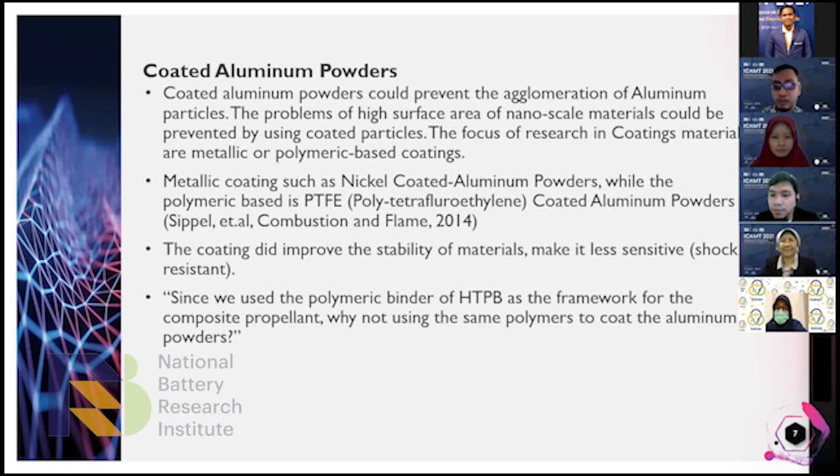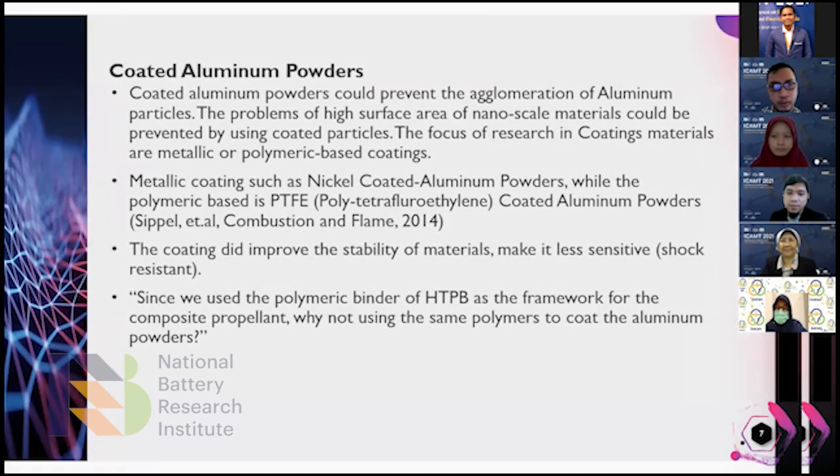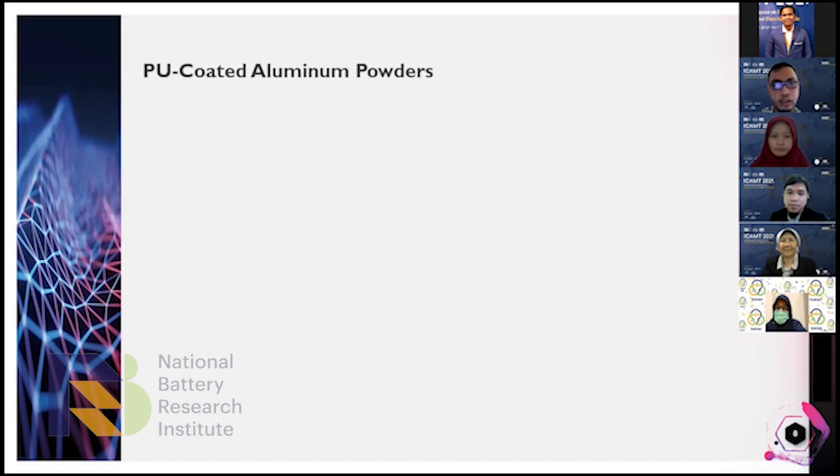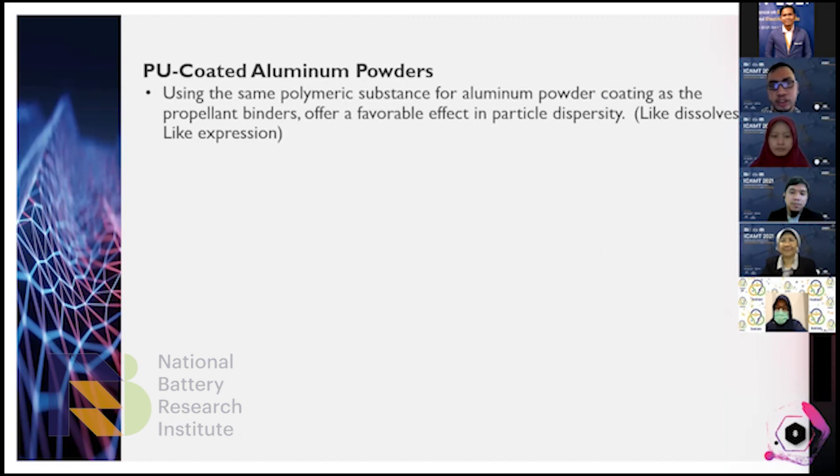Then we came to the question: since we use the polymeric binder HTPB as the framework for the composite propellant, why not use the same polymer to coat the aluminum powders? Okay, PU polyurethane coated aluminum powders. Using the same polymeric substance for aluminum powder coating as the propellant binder offers a favorable effect on particle dispersity. We can use the like-dissolves-like expression.